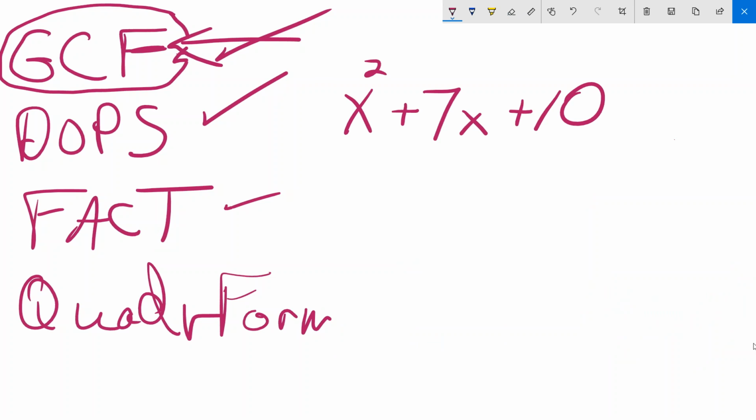Start with greatest common factor. Can you do that? No. Okay. Next, dopes. Can you do that? No. Okay. So then we do the factoring. Factor that again, in steps. Step 1. Separate the x's.